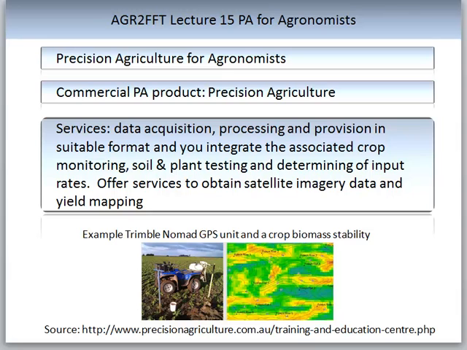This is a commercial service where data acquisition, processing, provision in suitable format and integration of the associated crop monitoring, soil and plant testing and determination of input rates are all offered. Other services that you can access via this site is satellite imagery data and yield mapping. This gives a snapshot of one such commercial product. Please note, I am not recommending this product over others, rather including it as one example.